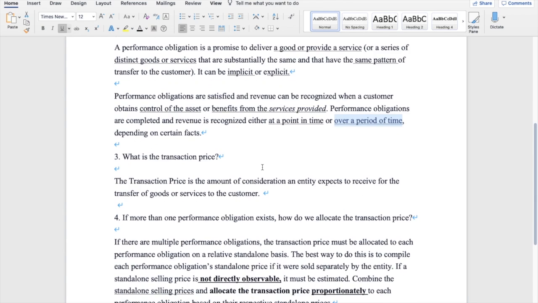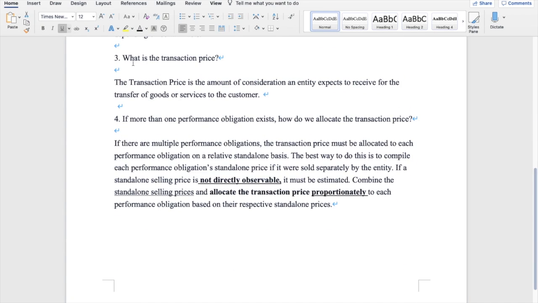And moving on to the third question, what is the transaction price? The transaction price is actually the amount of consideration an entity expects to receive for the transfer of goods or services to the customer.